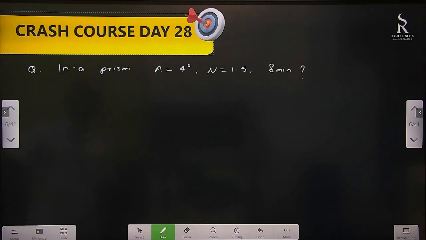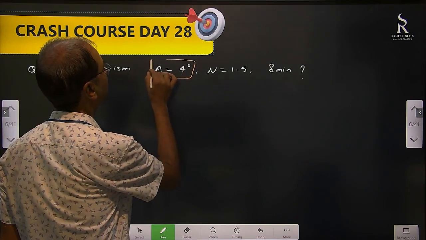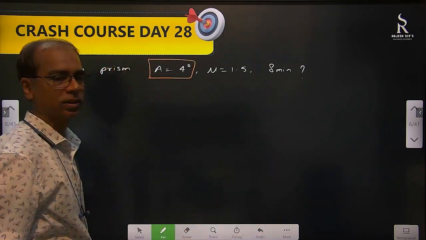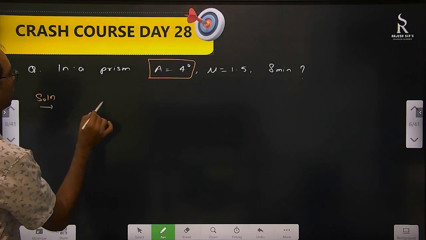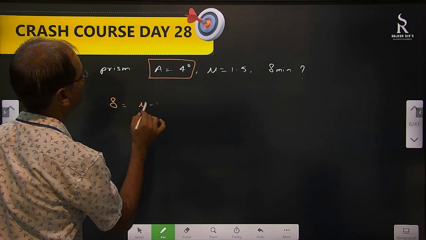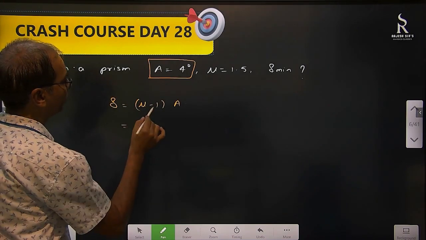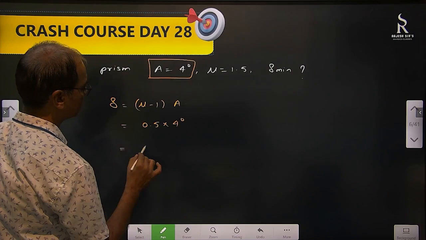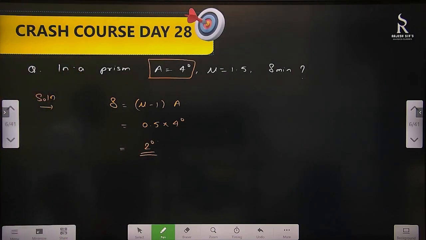Move ahead. In a prism, A equal to 4 degrees. Now when you say A equal to 4 degrees, it means this belongs to thin prism. Mu equal to 1.5 and delta minimum is asked. So in thin prism, delta equal to what? Delta equal to (mu minus 1) into A. Mu is 1.5, 1.5 minus 1 is 0.5, 0.5 into 4 degrees means 2 degrees. That's delta minimum. Simple?